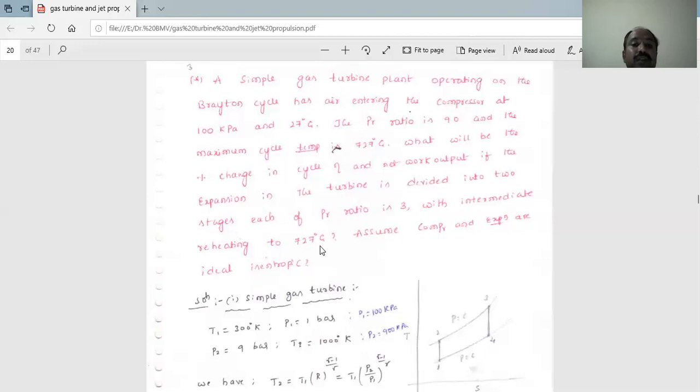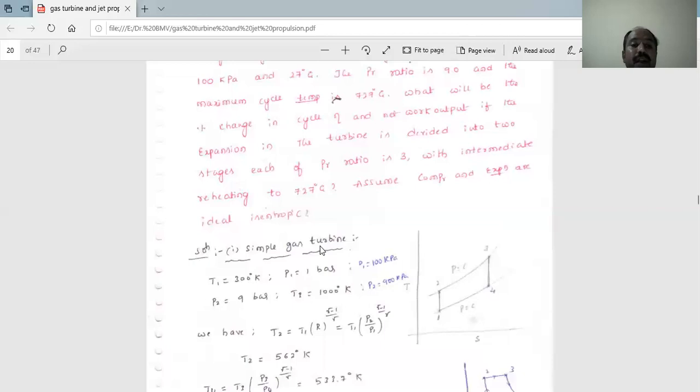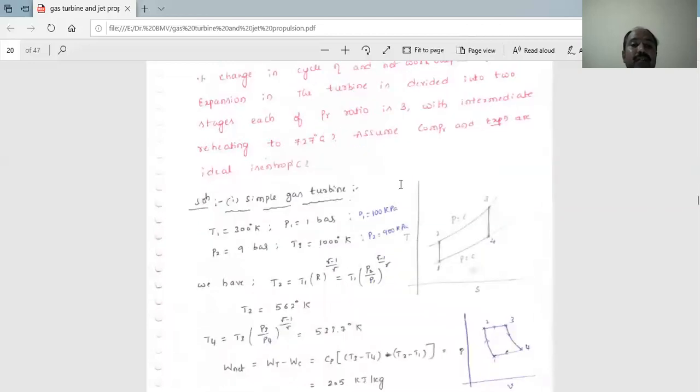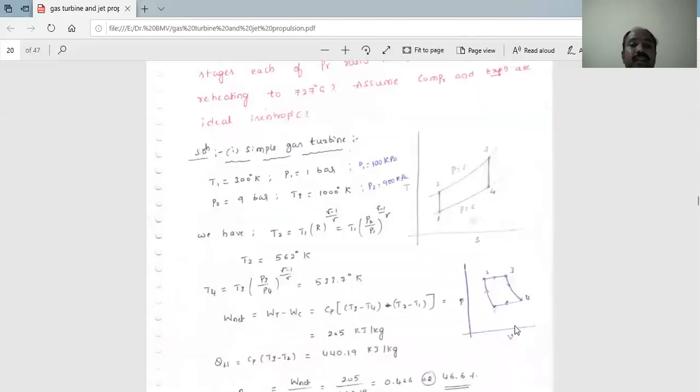Okay, first we have to solve the problem for the simple gas turbine. For a simple gas turbine, we have to write down the PV and TS diagram. This is the PV and TS diagram of the simple gas turbine cycle: 1 to 2 isentropic compression, 2 to 3 constant pressure heat addition, 3 to 4 expansion, then 4 to 1 heat rejection. Once again the cycle repeats.